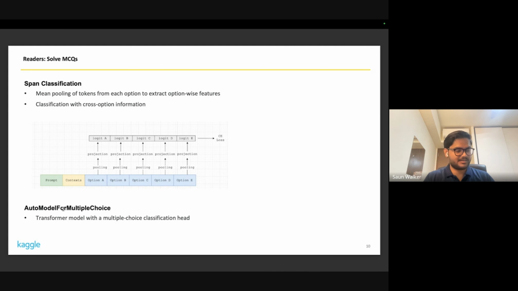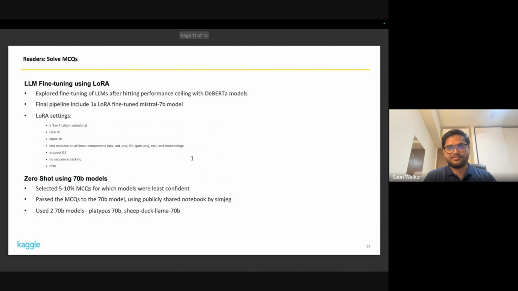Next, we also had the standard AutoModel for multiple choice. For this one, we explored several backbones, and particularly DeBERTa was quite helpful. Finally, towards the end of the competition, we realized that we hit a performance ceiling using just DeBERTa models. At that point, we explored fine-tuning of large language models. We fine-tuned the Mistral 7 billion model with LoRA settings, and it actually boosted our performance in the ensemble. It was still not quite enough to catch up to the top teams.